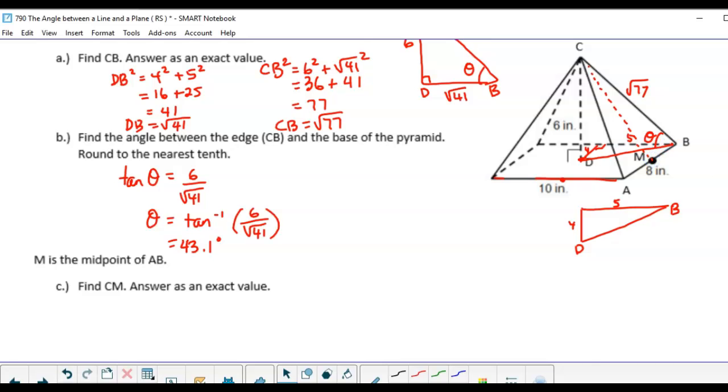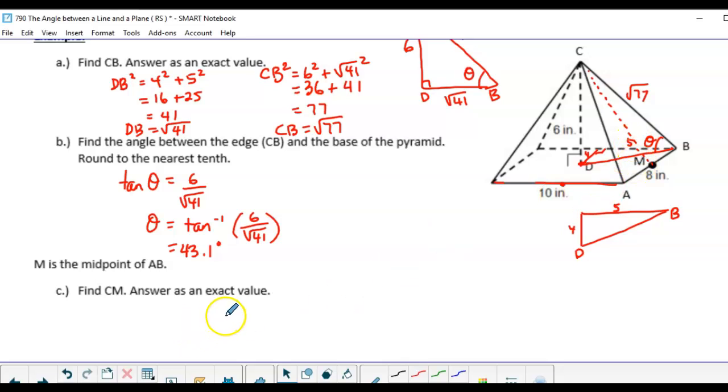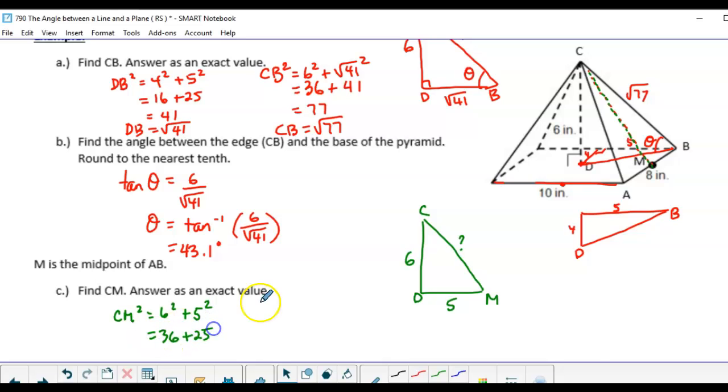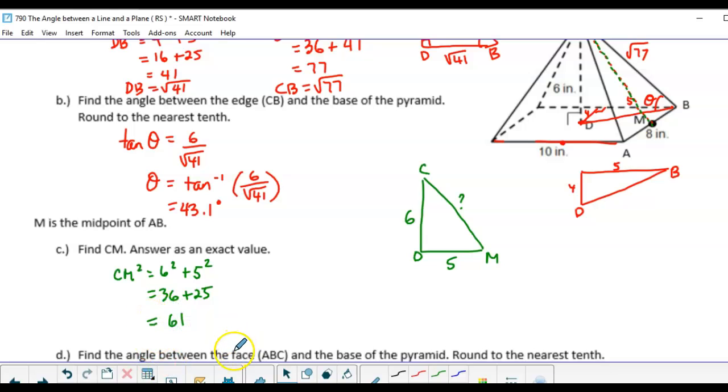Oh, I guess I read the wrong triangle. We're doing ABC, which is that side triangle there. So now we're doing this. Our triangle for that, this is C, this is M, this is D. We know this is 6, and we're trying to find this. This DM here is half of 10, so that's 5. So CM squared is 6 squared plus 5 squared. That's 61, so CM equals root 61. I guess these are all in inches, so the measurements are in inches.